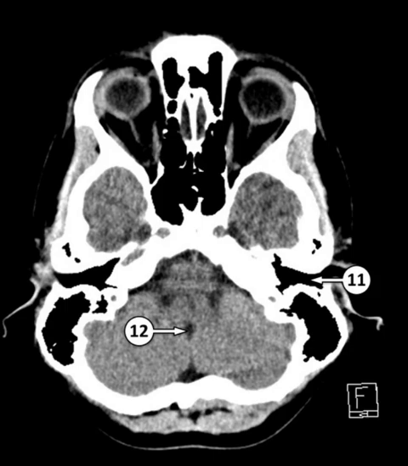Number 11, this is the external auditory canal. This is the EAC. And of course, number 12 here, we have the foramen of Magendie.